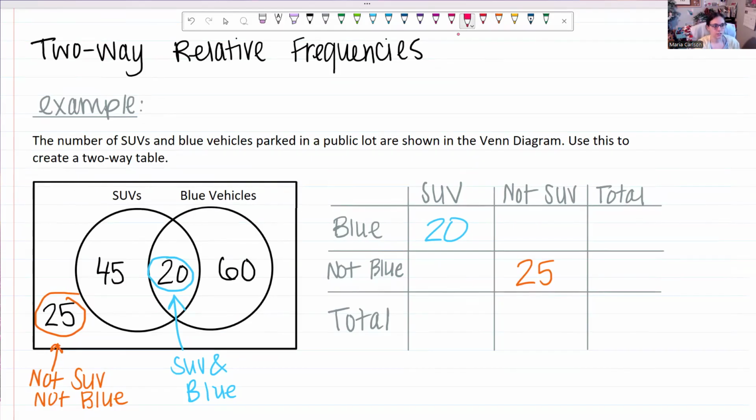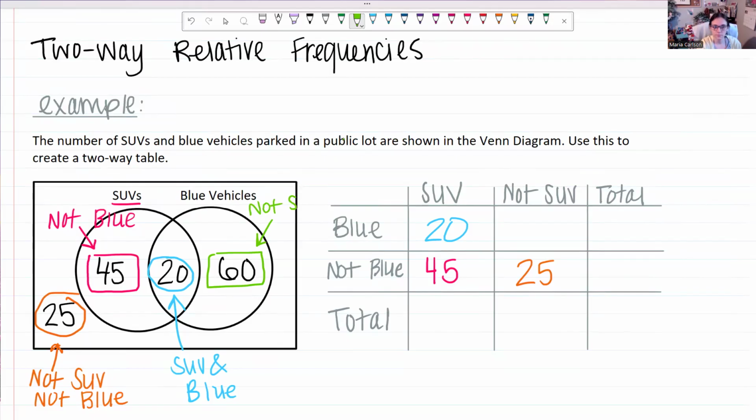All right, now let's look at the 45. So 45, these vehicles, they are SUVs, but they are not blue. So these are not blue SUVs. So 45 SUVs that are not blue. And then that leaves us with 60 blue vehicles. Well, I already used orange, too green. 60 blue vehicles, and these are not SUVs. So not SUV, blue vehicles, 60 of them.